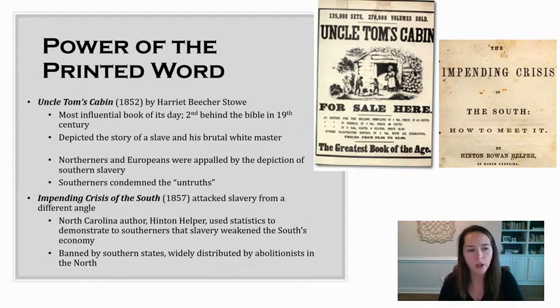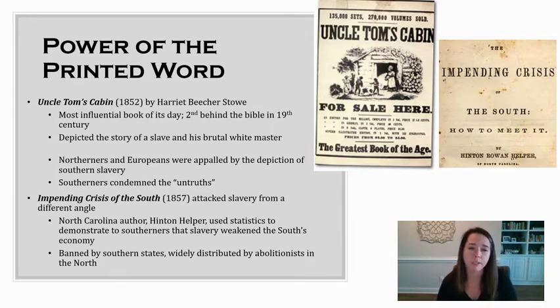So we've talked a little bit already about Hinton Rowan Helper's Impending Crisis of the South when we talked about sectionalism earlier in the year. But there are some books that are published during this time that definitely heighten the tension between the North and the South. Impending Crisis of the South is important because it's a Southerner writing about how slavery should be abolished, and it's talking to Southerners, talking about how economically it hurts Southerners.